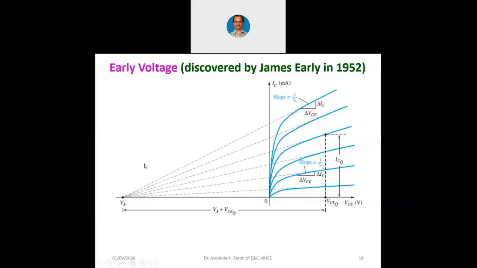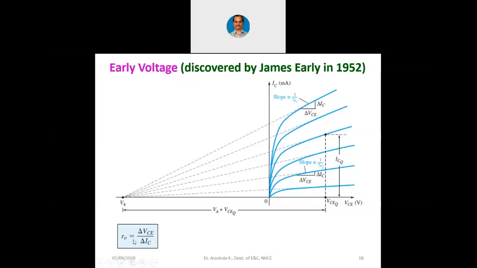So, should we consider the individual resistances here of each curve, or can we make it as an average because VA itself is much larger? That is when James Early made a discovery that we need not consider the individual slopes of these lines. We can ignore the effect of IB on the output resistance as well, because VA is much larger than VCEQ. That is his discovery.